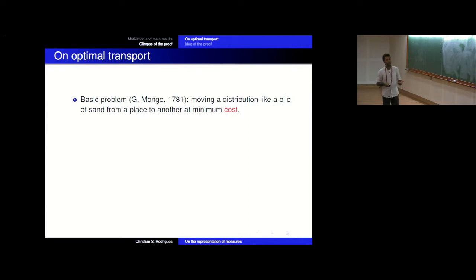Okay, just to give some idea of the ingredients that we used, we actually started looking at this in terms of the optimal transport problem. The idea of optimal transport started with, let's say, a practical problem: you have some piles of sand, and you want to move this pile of sand from one region to the other, and you want to do this at minimal cost.